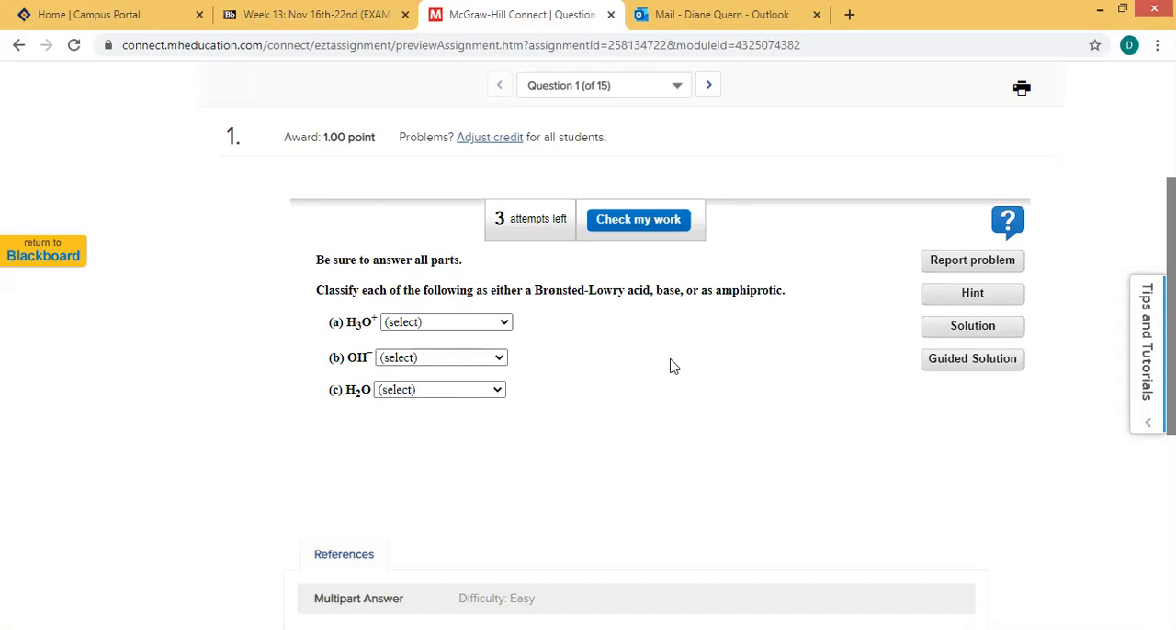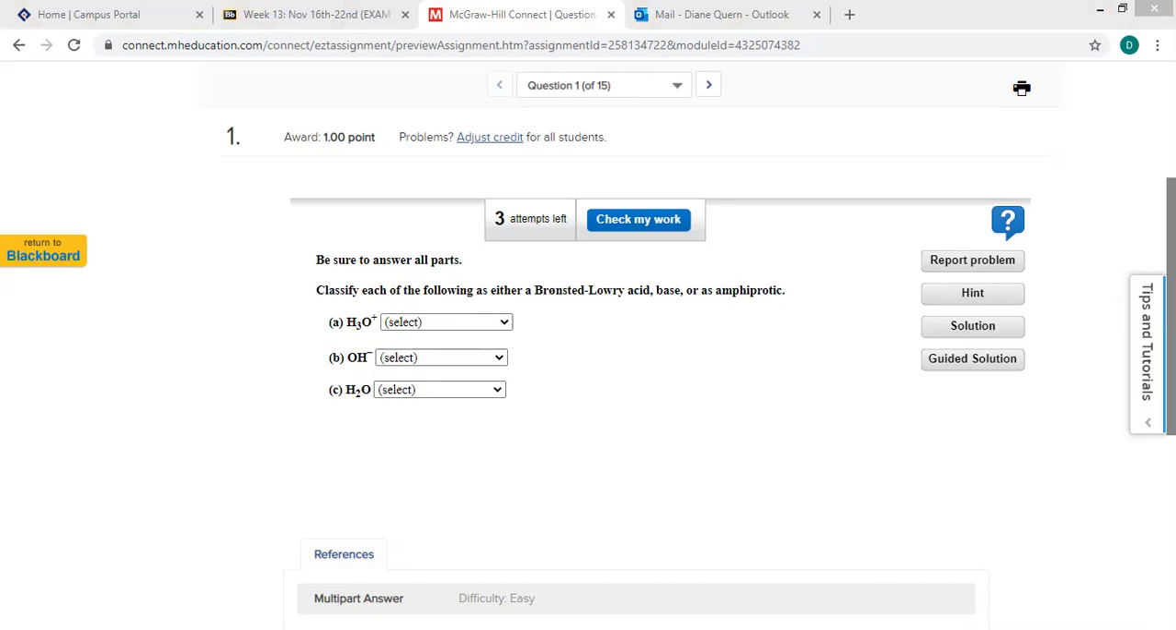So here we have: classify each of the following as either a Bronsted-Lowry acid, base, or amphiprotic. So what that means is it could be either an acid or a base. And we didn't talk about that at all in the PowerPoints. So looking for a Bronsted-Lowry acid, let's go to the definition. If you remember from the last video and the PowerPoints as well, it's a species that donates a proton, a proton donator. And then the base would be the proton or the H+ acceptor.